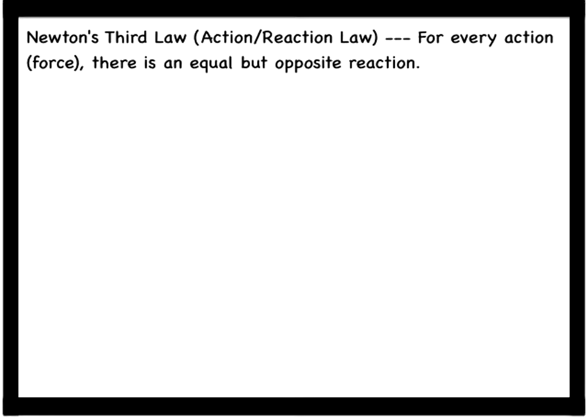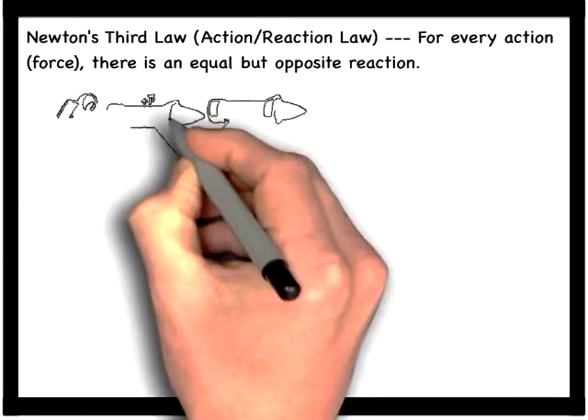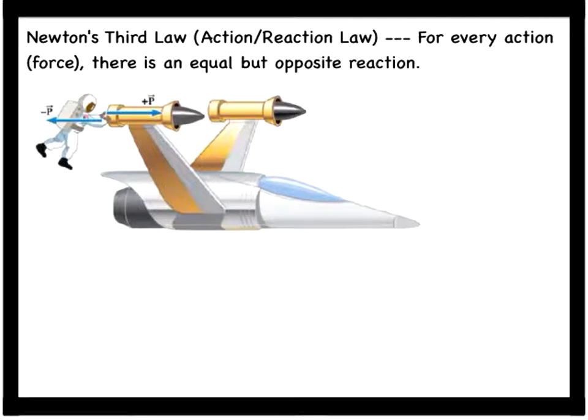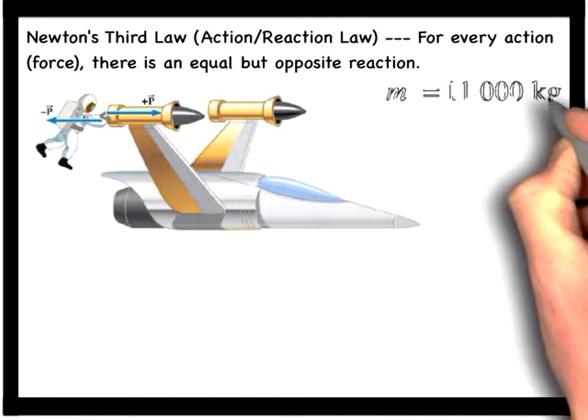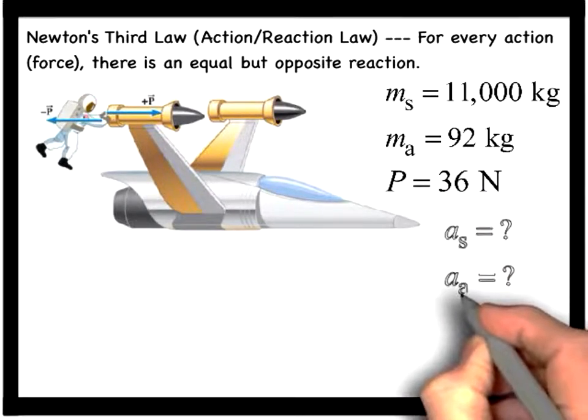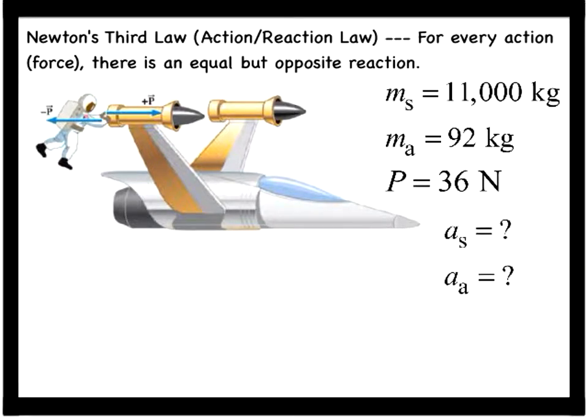Let's see how we can apply Newton's third law to an action-reaction pair of forces between two objects and calculate their respective accelerations. Consider the figure below, where an astronaut pushes on a spacecraft with a force of plus P. According to Newton's third law, the spacecraft must push back on the astronaut with an equal but opposite force, or minus P. Suppose the mass of the spacecraft is 11,000 kilograms, and the mass of the astronaut is 92 kilograms. In addition, assume that the astronaut pushes with a force of P equals 36 newtons on the spacecraft. We want to find the acceleration of the astronaut and the spacecraft.